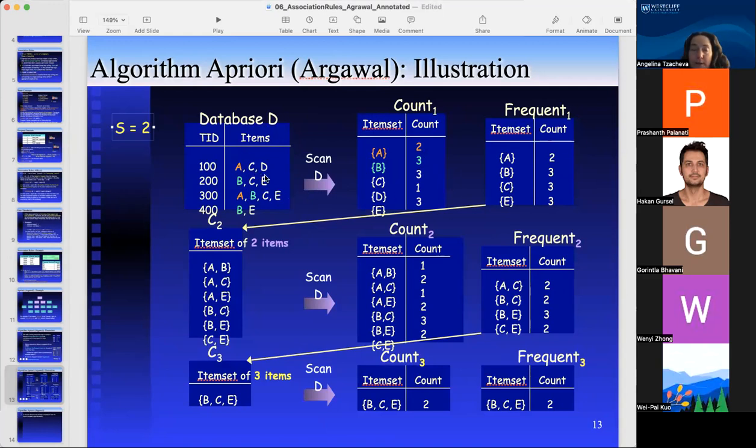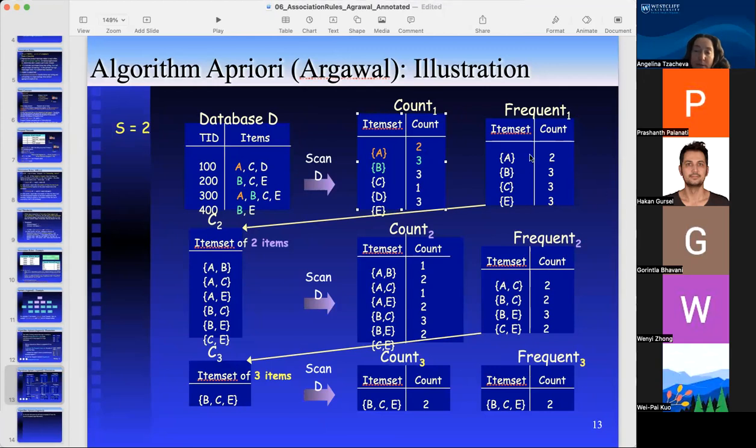We have to check every single element from the data like this. Check A, check B, check C, check D, check E by itself. Those are counts for single element sets. Which ones of these are frequent? The ones that are equal to 2 or more. So A, B, and C will be frequent, and also E. D is the one that is not frequent, and we will remove it.